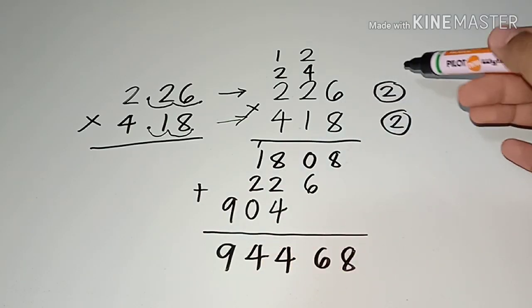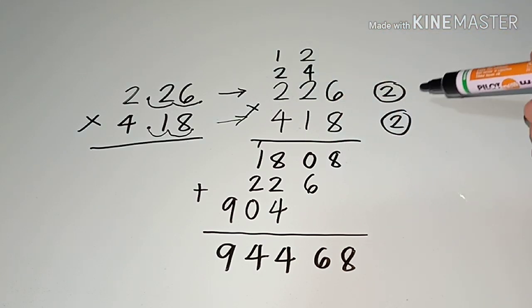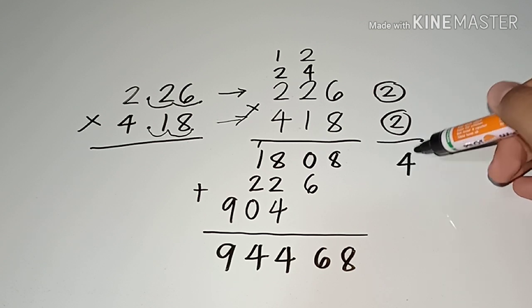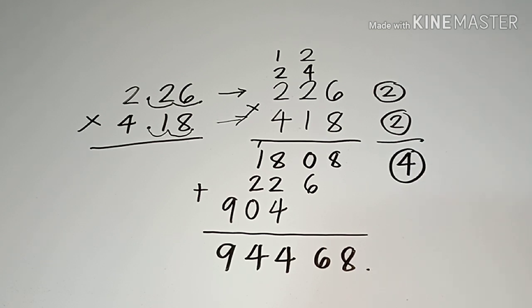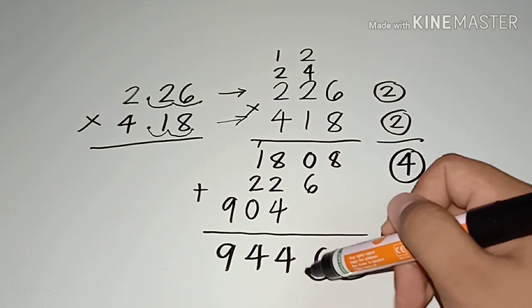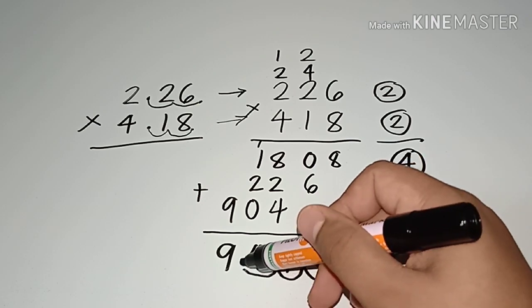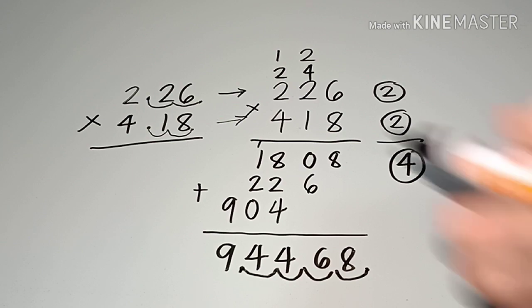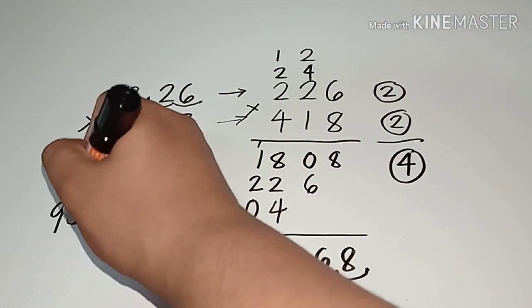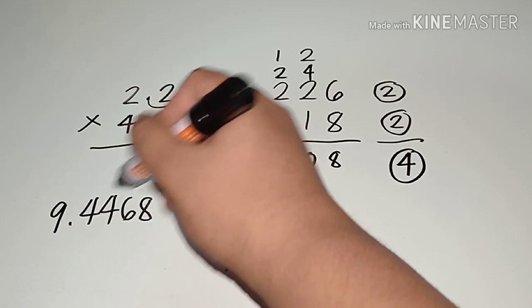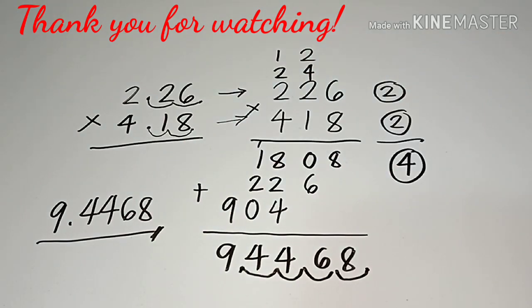And take note that we moved 2 places for 2.26 and 2 places for 4.18. So 2 plus 2, that's 4. So from our final answer, we move 4 places going to the left. So from here, we move 1, 2, 3, 4. That means the product of 2.26 and 4.18 is 9.4468. So that's it. That's how you multiply a decimal number by another decimal number.